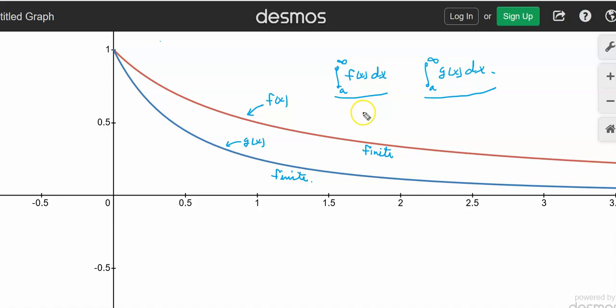Makes sense. On the other hand, part 2 of the domination test makes the statement that if the area underneath the graph of g of x is infinite, well, then certainly the area underneath the graph of f of x must also be infinite, right? That makes sense. And so part 2 states that if this is infinite, then so must this be infinite or diverge. So that's part 2. Now let's take a look at a few examples of how we use this.